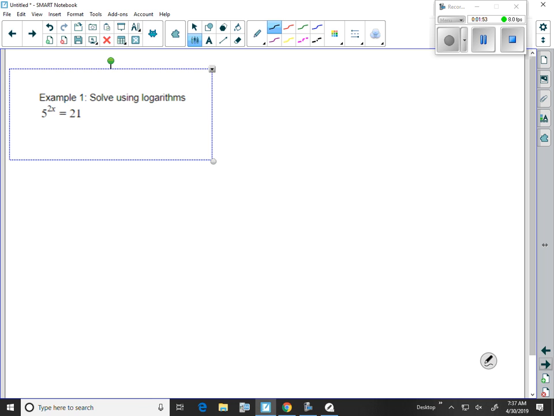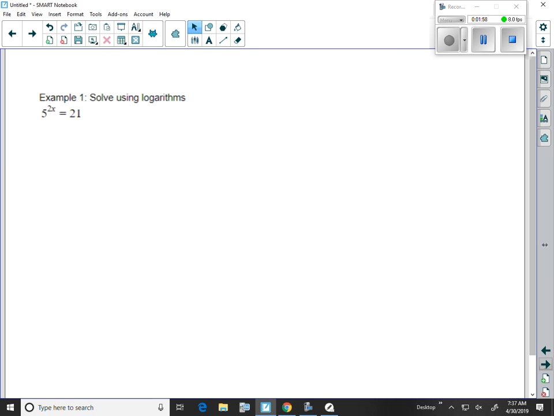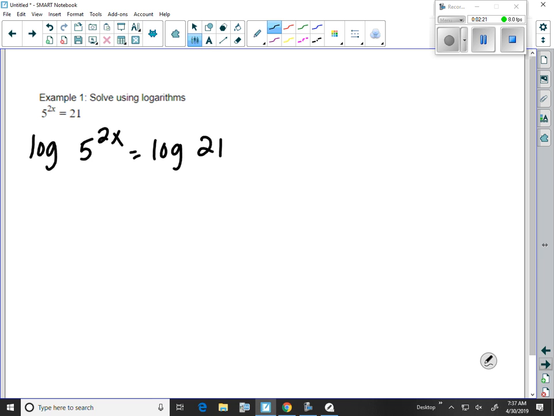All right, let's take a look at example 1. In this case, if we want to solve using logs, we're not going to rewrite it into a log. Yesterday, when you took your quiz, you rewrote things from logs to exponentials to solve them. What we have to do here is log both sides. So the first step is we just take the log of both sides, which means you just put a log in front of what's already there.